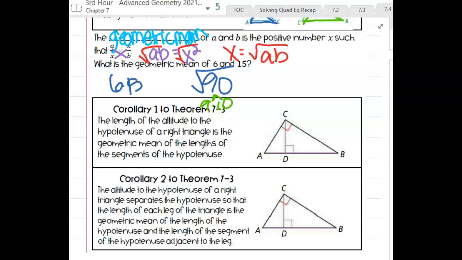You're going to break it down into that product of a perfect square factor. Now, even though I broke it down into 9 times 10, it's still underneath the radical. So I have the square root of 9 times 10. I can take the square root of 9. That's why we found the 9. The square root of 9 is 3, but I can't take the square root of 10. So it stays the square root of 10. So your simplified answer, the geometric mean, would be 3 square roots of 10.